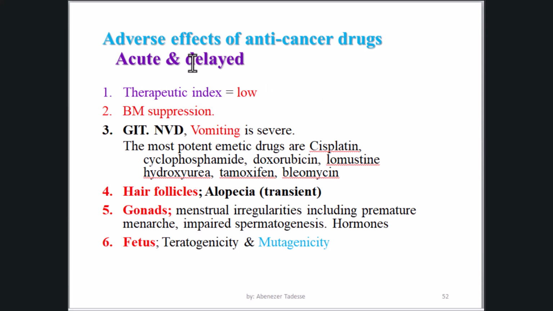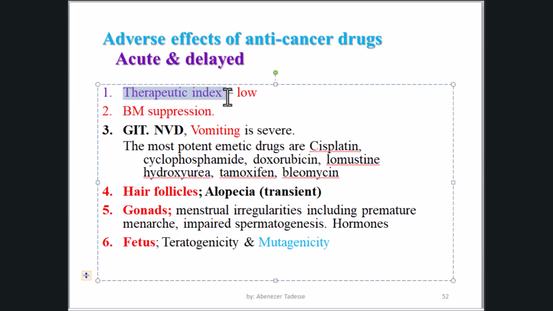The other one is adverse effects. There are various adverse effects associated with the use of chemotherapeutic agents, which are acute as well as delayed, which can develop after a long period of time. The first one is, as you know, these anti-cancer medications have a low therapeutic index. That means they can produce very high side effects or toxicity if a slight dose adjustment is made.